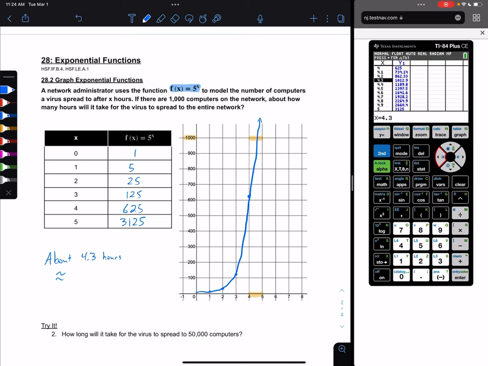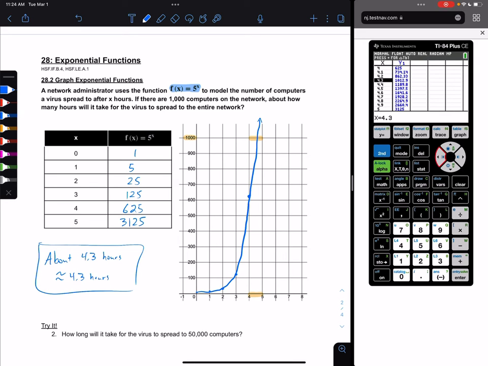Now you could get more specific than that. Instead of just going to the tenths place, you could go to the hundredths, but 4.3 hours for this question is good enough. So about how many hours will it take for the virus to spread to the entire network? It's going to be about 4.3 hours.